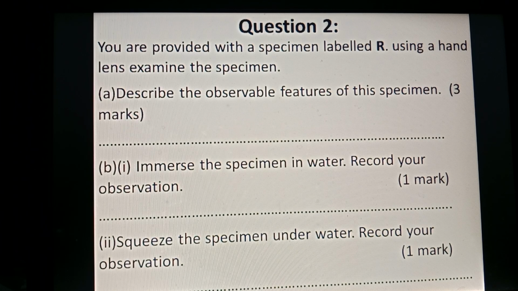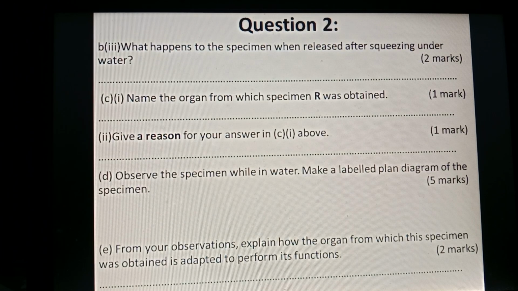Question 2. You are provided with specimen R. Using a hand lens, examine the specimen. Describe the observable features of this specimen, 3 marks. Immerse the specimen in water, record your observation, and then squeeze the specimen out of water and record your observations. B, Roman 3. What happens to the specimen when released after squeezing underwater? C, Roman 1. Name the organ from which specimen R was obtained, a mark. Give a reason for your answer in C1 above, a mark.